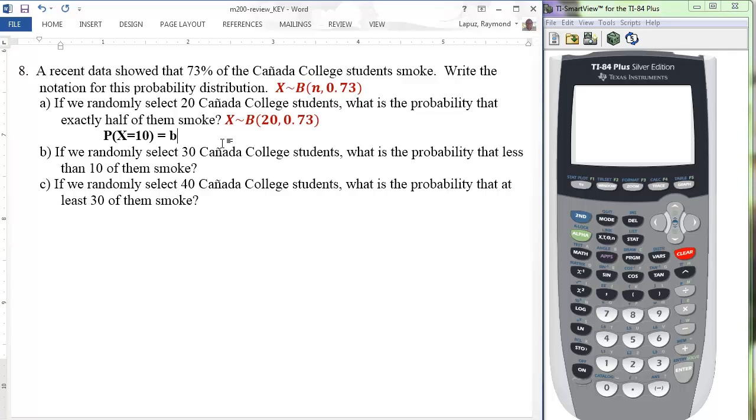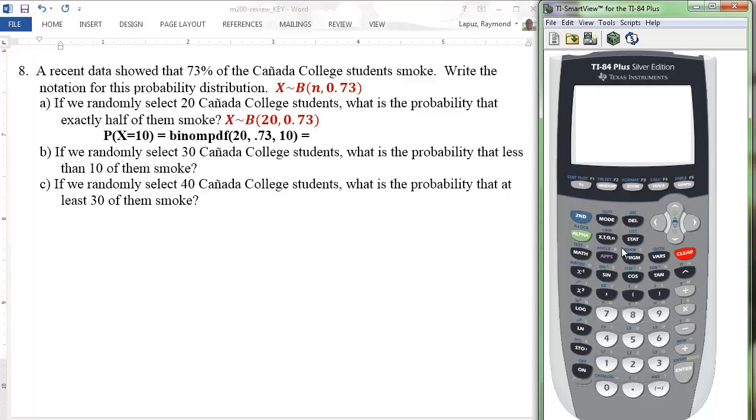So for this, it's a calculator command, and I'm hoping that we're all familiar with this. It's binom PDF. The P stands for probability distribution, and we're finding the exact value at 10. So the binom PDF in the calculator asks for N and P, and whatever X value you choose. In this case, we're looking at what happens exactly at 10. And so let's punch that in our calculators.